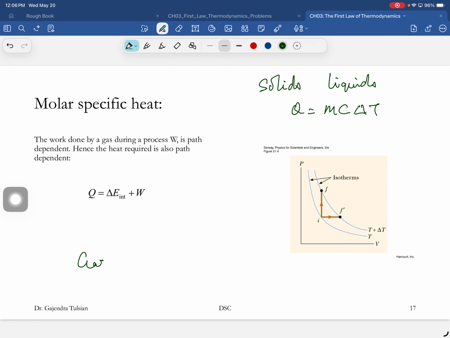I'm not going to go through this derivation. This is showing you Cp minus Cv is R. This derivation is for an ideal gas.